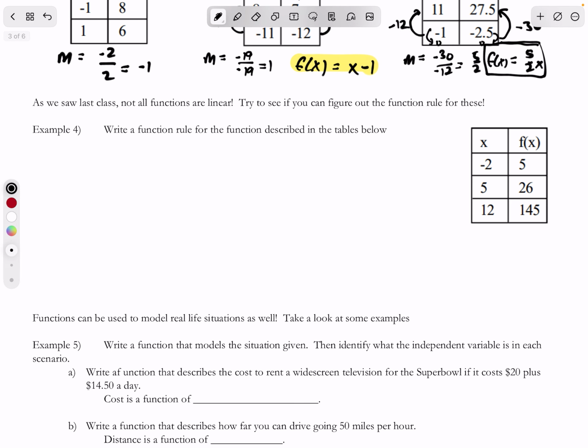All right. Now this one is not a linear function. This one is just for fun. Can you figure out what this example is?